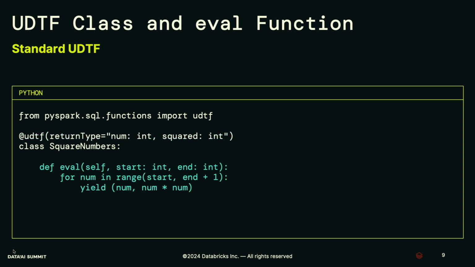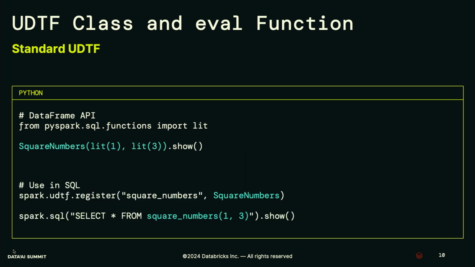Next, let's take a closer look at the eval function. This function contains the core logic for processing input rows. For each pair of start and end, the eval function iterates through the range and yields tuples containing each number and its squared value. This function is where you define how the input data is transformed into the output data.